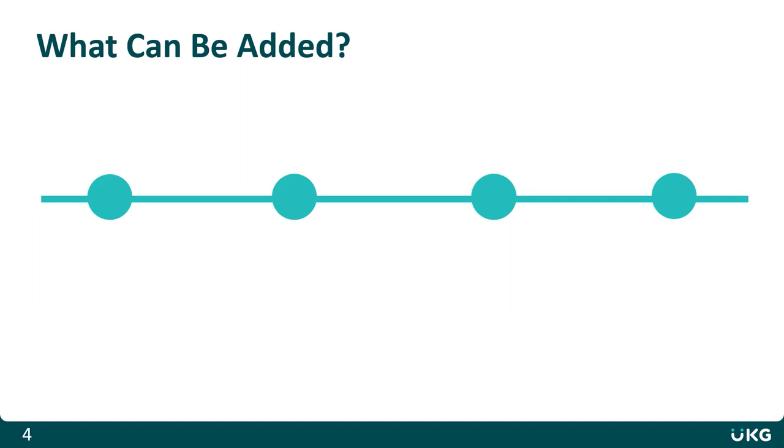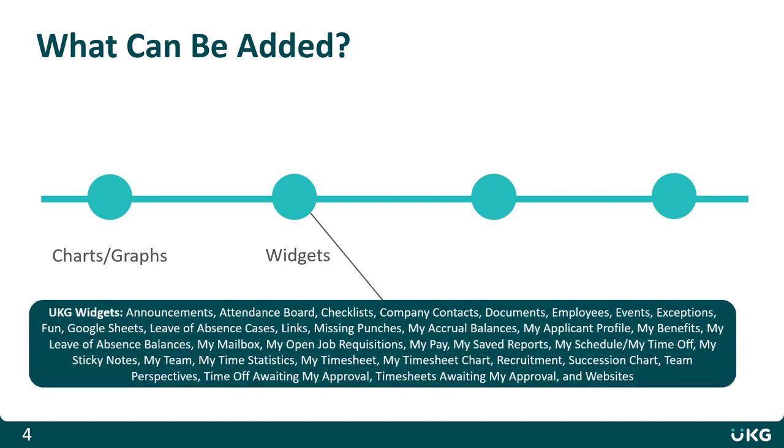There are 4 different elements to the dashboard layouts. First, you can add charts and graphs based on different reports in your system. These charts and graphs can be pre-configured in the report view or built directly from each of your tabs. Next, you have the ability to add widgets. Starting with the UKG defined widgets, you can choose from 33 different widgets pre-built into the Ready system.